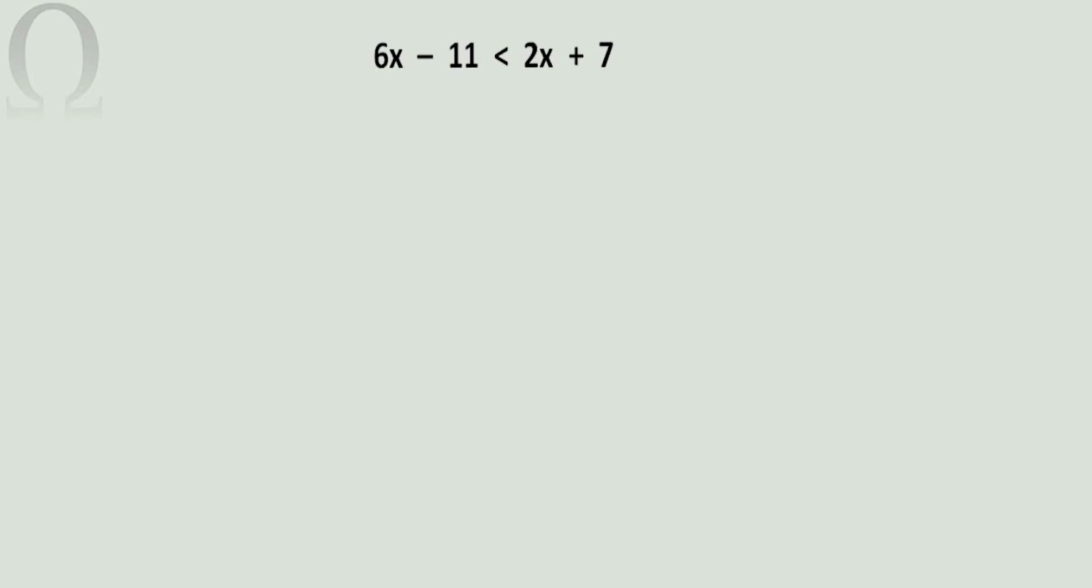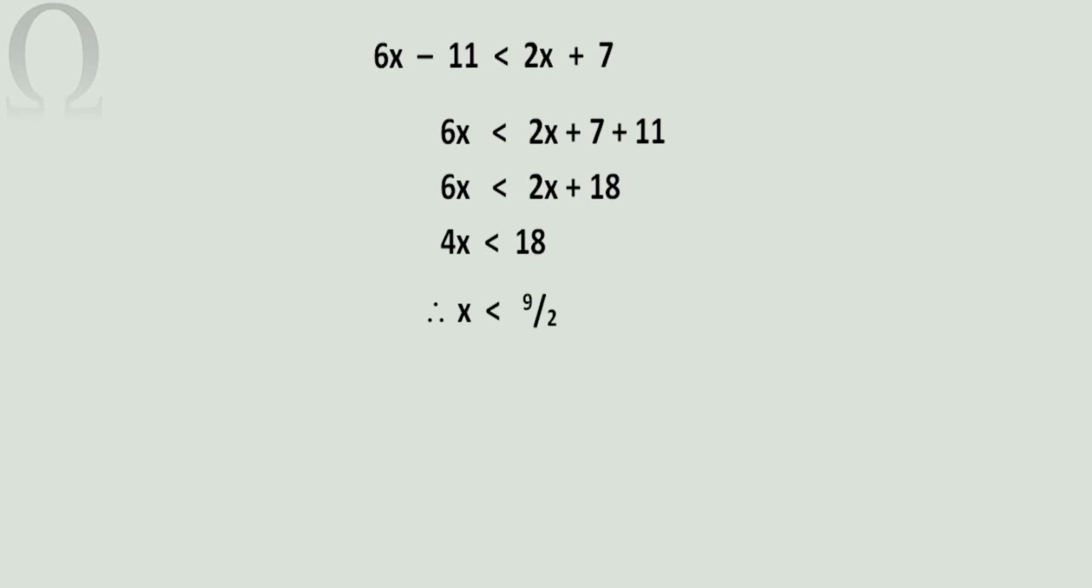So, moving -11 across to the other side of the inequality, we get 6x is less than 2x plus 7 plus 11. We can also take 2x over to the left, which gives us 4x is less than 18. We can now divide both sides by the coefficient of 4x, which is 4, to give us x is less than 9/2.